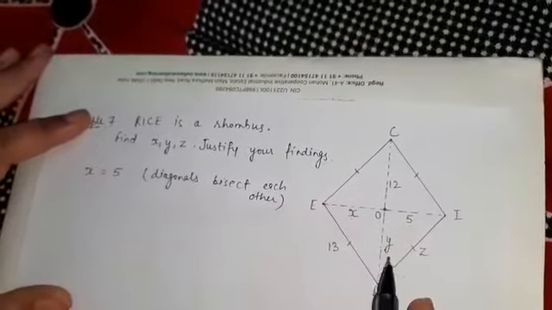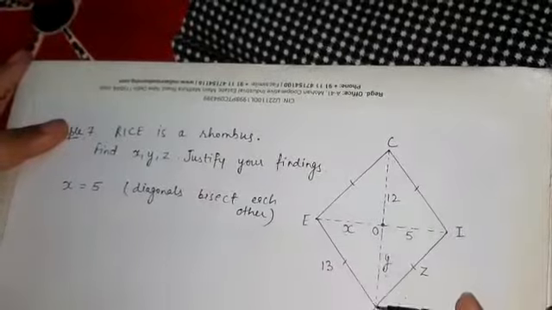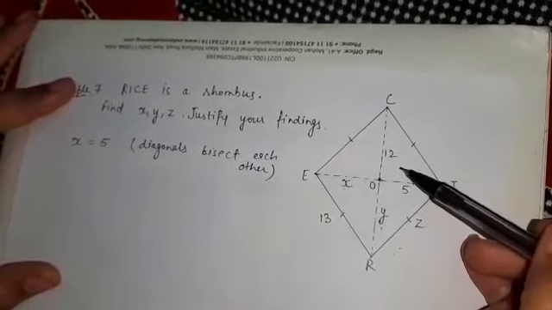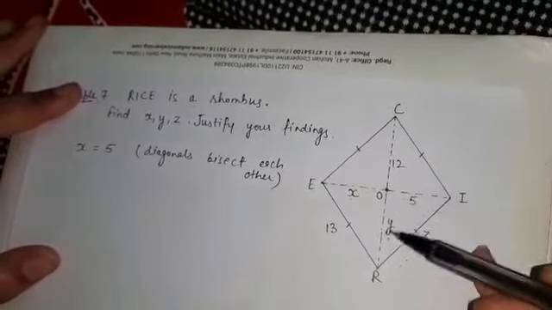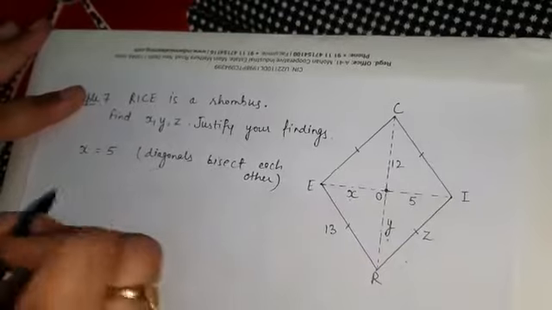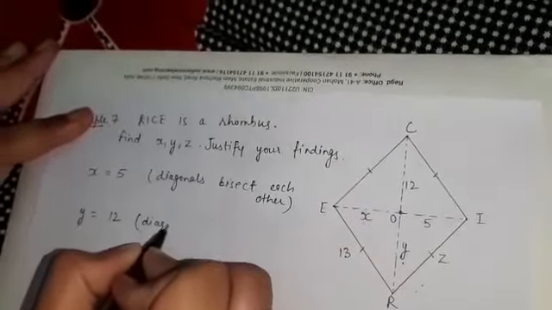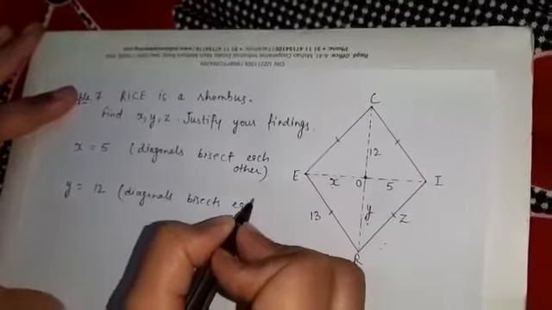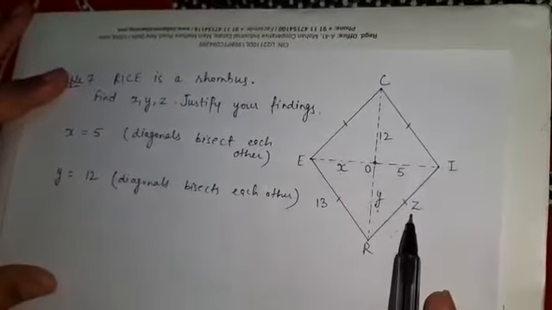Now let's find out the value of y. Similarly, y is half of a diagonal and the other half of that diagonal is 12. According to the property that diagonals bisect each other, y and 12 have equal measure, so y is equal to 12. The reason is the same. Every time you have to mention the reason: diagonals bisect each other.